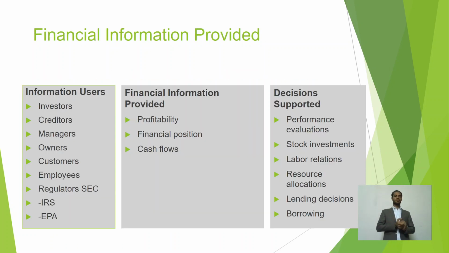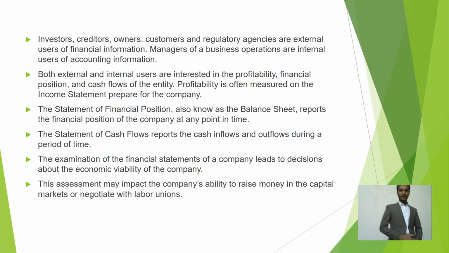Financial information provides information to user groups. Three types of financial information are provided: profitability, financial position, cash flows, and decision support. The information users are investors, creditors, managers, owners, customers, employees, and regulatory agencies such as the IRS and EPA. Decision support involves performance evaluation, stock investment, labor relations, resource allocation, lending decisions, and borrowing. Investors, creditors, owners, customers, and regulatory agencies are external users of financial information. Managers of business operations are internal users of accounting information. Both external and internal users are interested in the profitability, financial position, and cash flow of the entity.